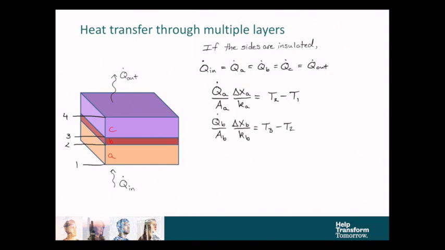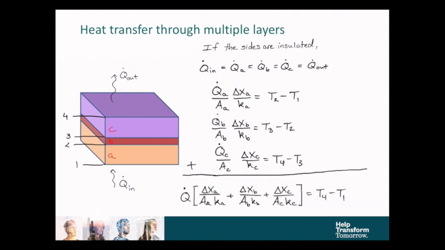So we can do the analogous form for B, an analogous form for C, and then let's add them all up. And if we do that, we see that because all of the Q's are equal, we can take that out of parentheses, and then we just have this expression which is effectively the sum of thermal resistances.